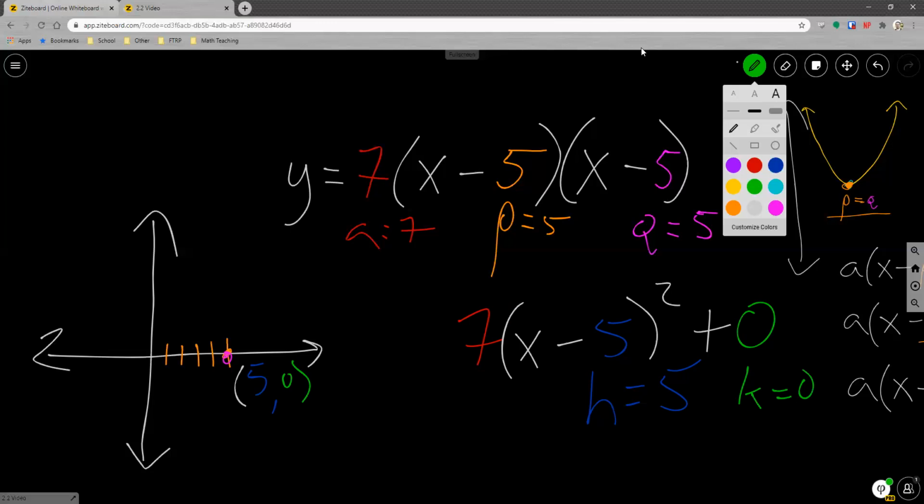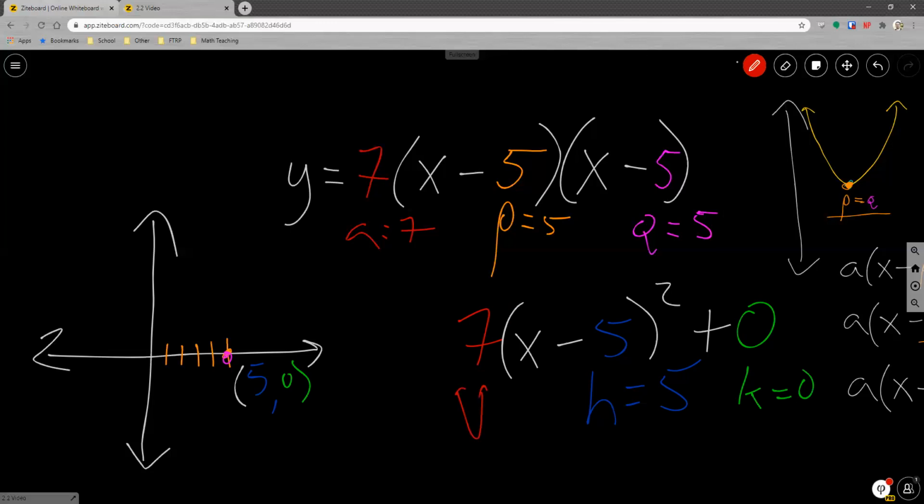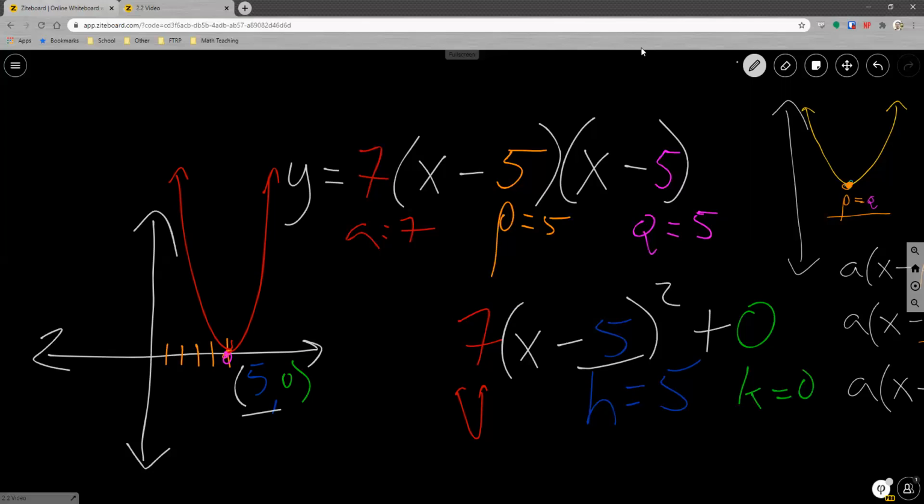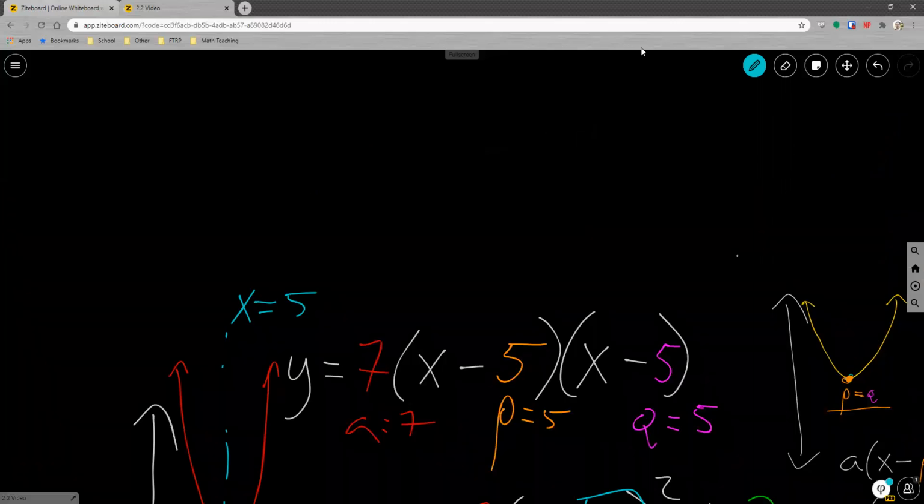And at that point, I'm basically done. I can sketch this out very quickly. I know my A value is equal to 7, so my graph is going to be very steep and point upwards, and I just do that. There's my function. And then my axis of symmetry. Well, if I'm in vertex form, I know it's 5. It's going to cut right through the middle. X equals 5. I don't have to do anything in vertex form. I get it automatically.